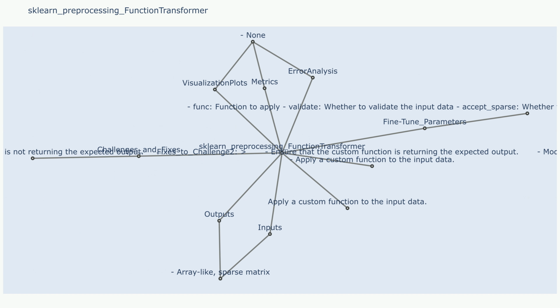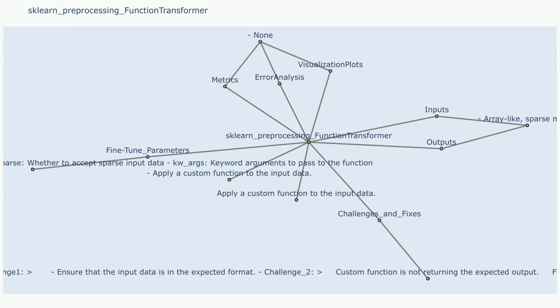Sample use case that resulted in challenge 2: the function you are using might encounter edge cases or errors when processing certain types of input data, leading to unexpected results. Fixes to challenge 2: carefully test your function with different types of data, including edge cases, to ensure it behaves as expected. You might need to modify your function to handle these cases explicitly.